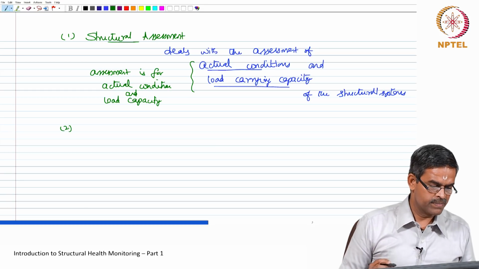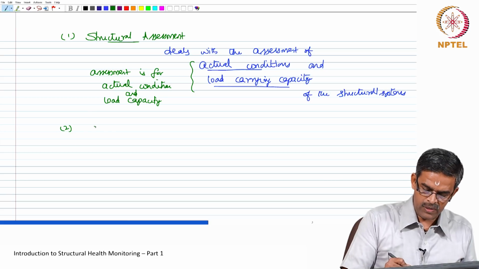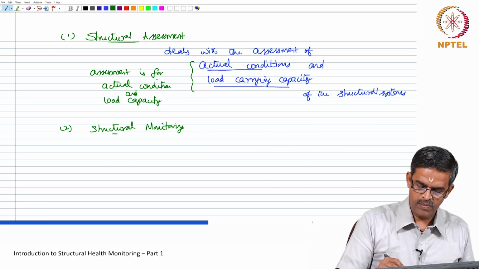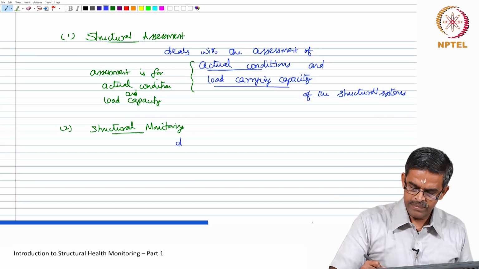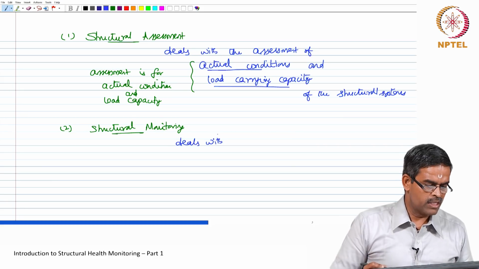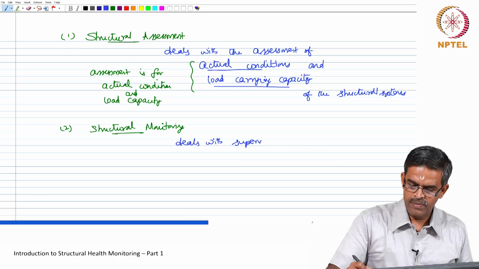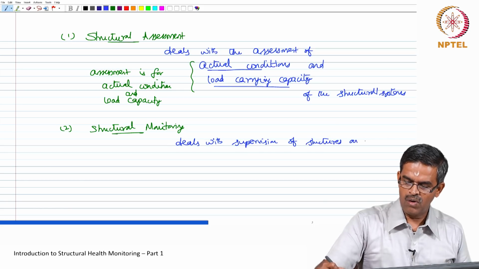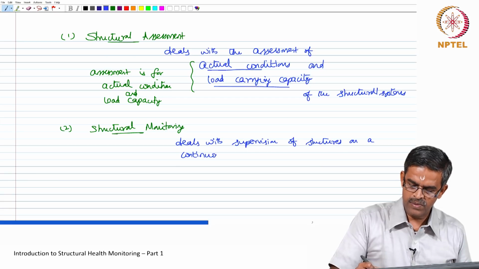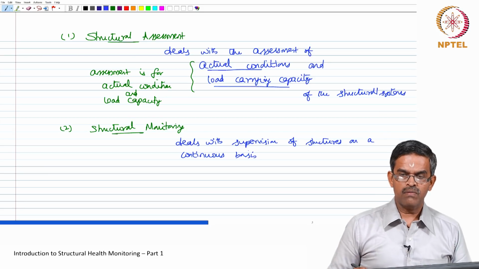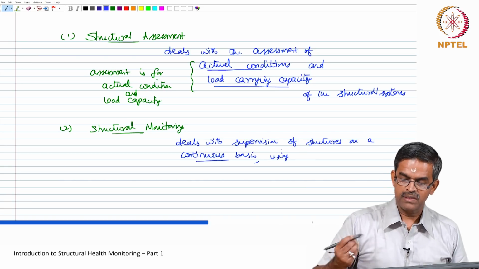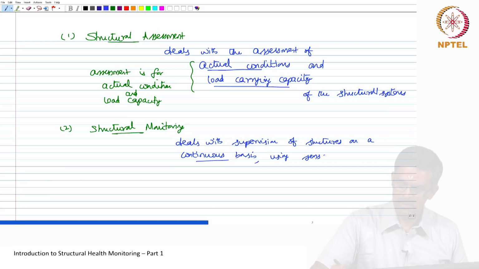The second objective is structural monitoring. Structural monitoring deals with supervision of structures on a continuous basis. So, friends, the moment we say supervision is done on a continuous basis, one can realize that it will be done using sensors or some electronic gadgets.